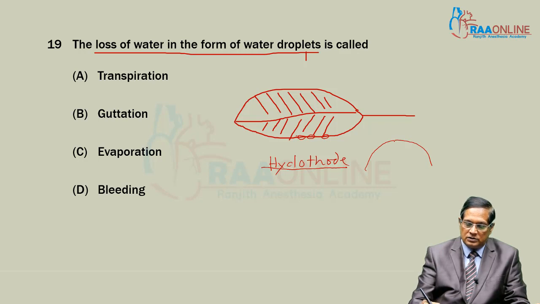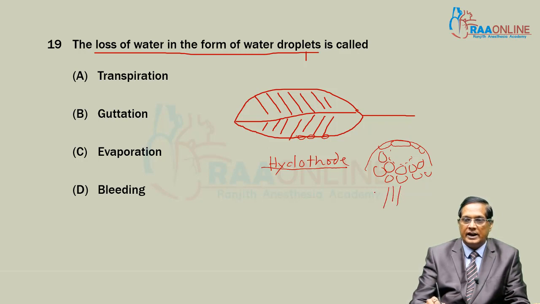These hydathodes have a minute opening, and just below this opening a space is there, followed by loosely arranged cells known as epithem. These loosely arranged cells are known as epithem. And these are the ends of the vascular supply, that is xylem and phloem.